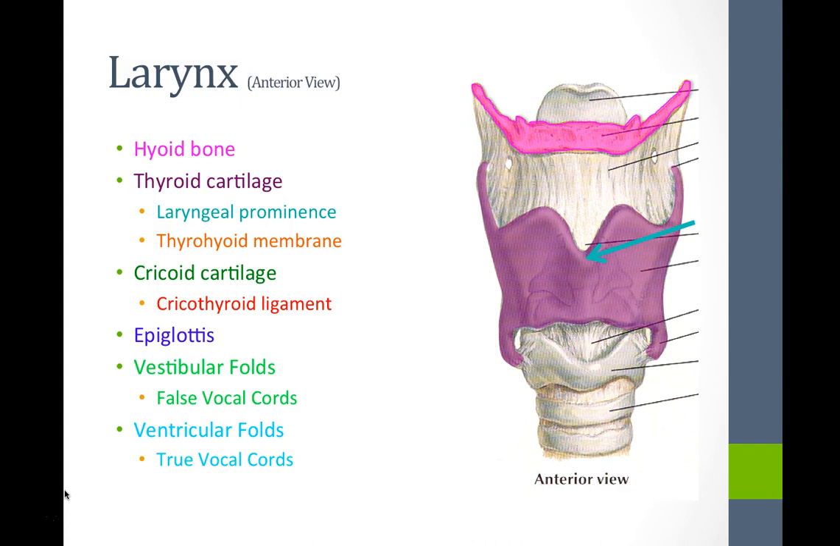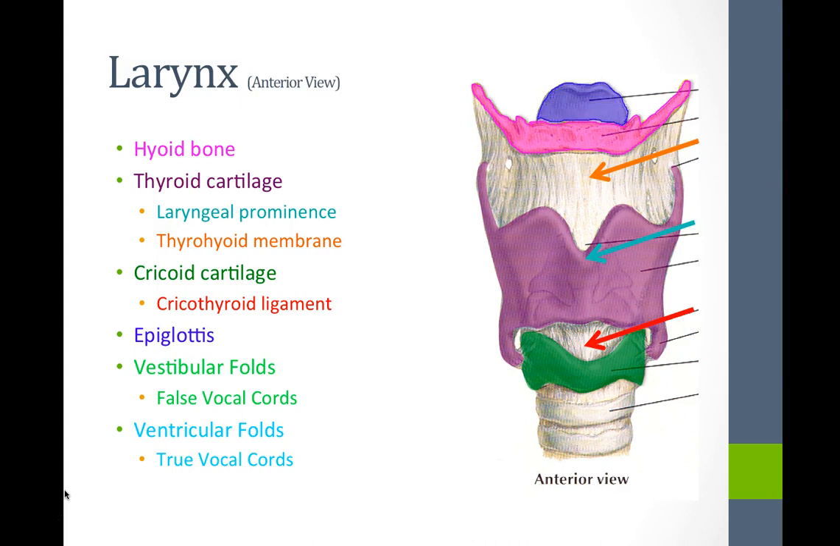Now your thyroid cartilage, you will soon see in a posterior view, is open posteriorly. The cartilage below your thyroid cartilage is called your cricoid cartilage, and this cartilage is closed posteriorly. So this is a full ring around this structure, around the larynx, and attaching between your thyroid and your cricoid cartilage is your cricothyroid ligament.